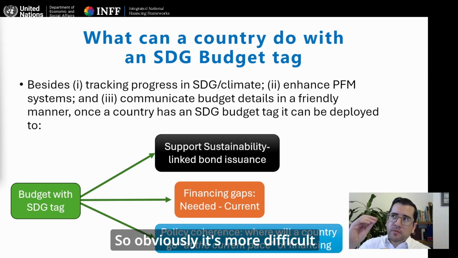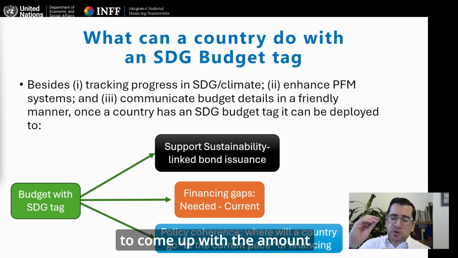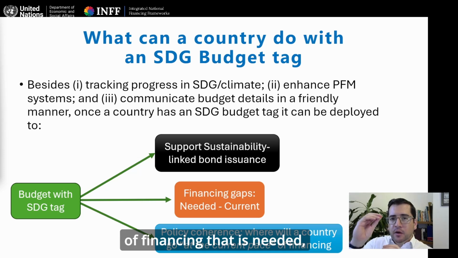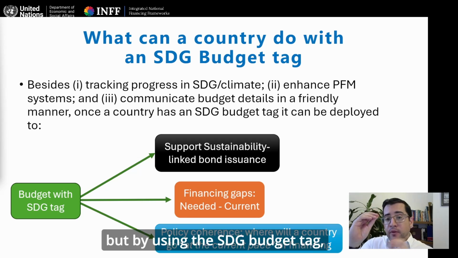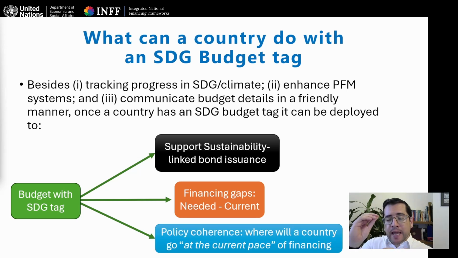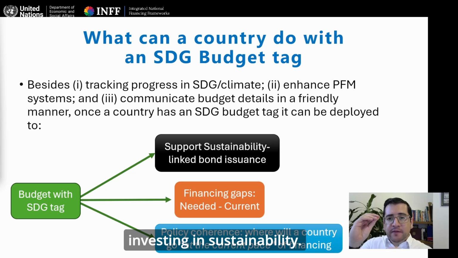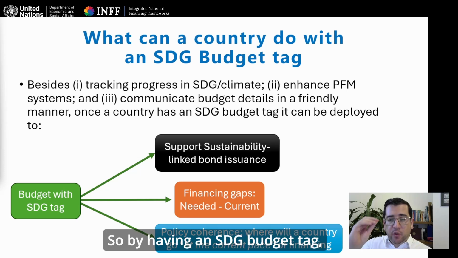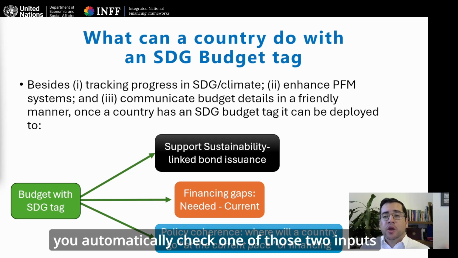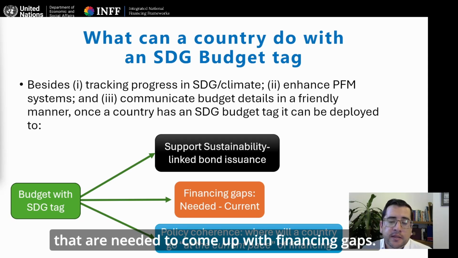So obviously it's more difficult to come up with the amount of financing that is needed, but by using the SDG budget tag, a country will have clarity on how many resources it is actually investing in sustainability. So by having an SDG budget tag, you automatically check one of those two inputs that are needed to come up with financing gaps.